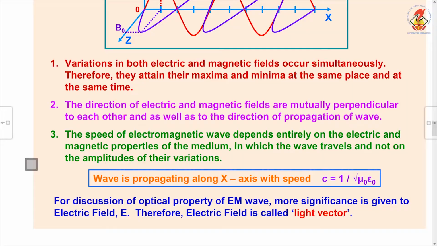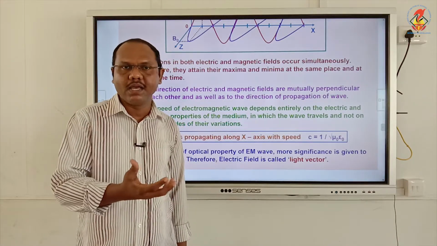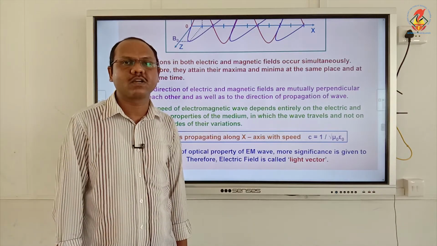For discussion of the optical properties of an electromagnetic wave, more significance is given to the electric field. So the electric field is called the light vector. The electric field has more strength than the magnetic field, and that is why the electric field is called the light vector.